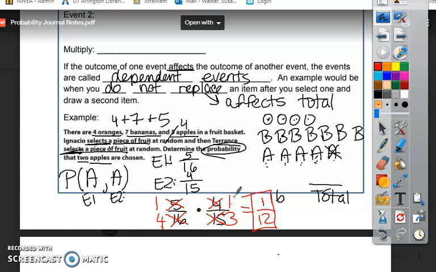So one thing that lets you know that we have a dependent event is your total is going to change. It will always change by 1. It's going to go down 1 because we're only selecting one at a time.